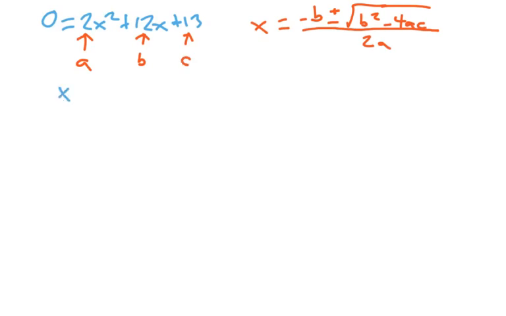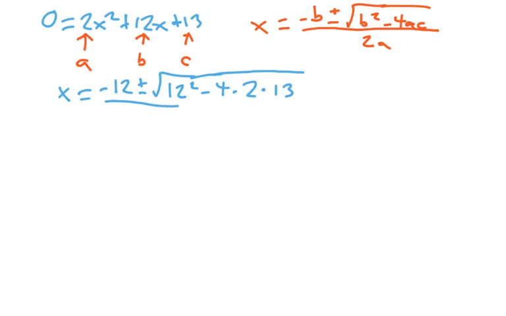We would have as my solutions x is equal to negative 12 plus or minus the square root of 12 squared minus 4 times 2 times 13. That's my a and my c, all divided by 2 times a, 2 times 2. Some pretty big numbers here. We might get our calculator out to help us out a little bit. x is equal to negative 12. Oops, almost forgot the negative.